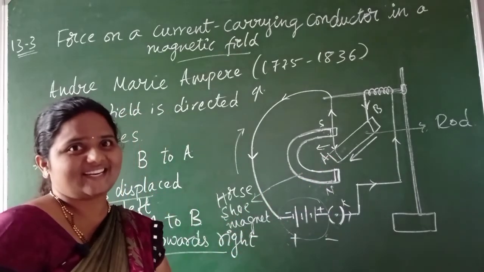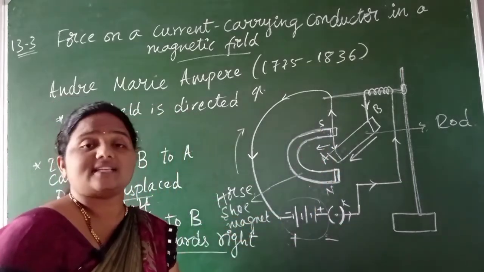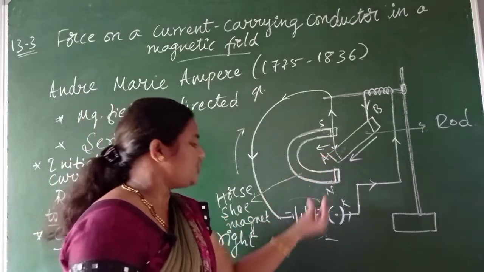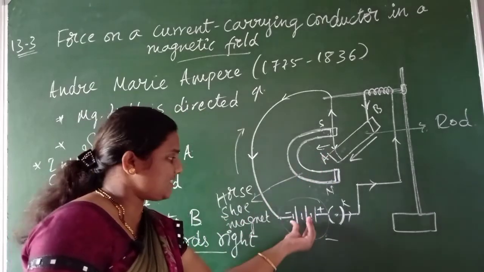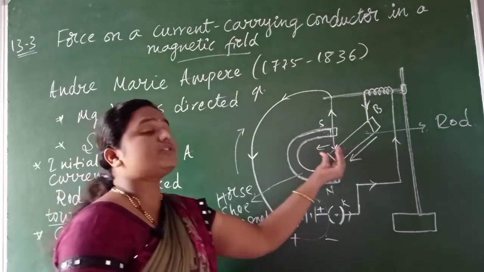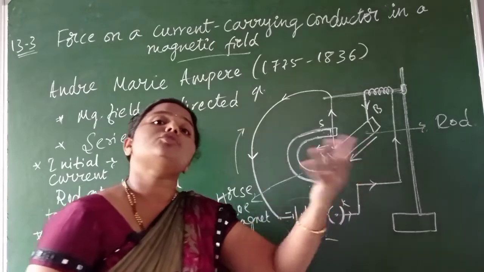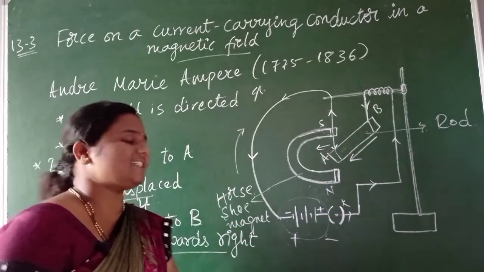Simple, children. And here one more thing we have to understand: when there is a reversal of the flow of current, that is, when we change the direction of the current in this setup, we have observed that the direction of the force also gets reversed. Simple, no children?